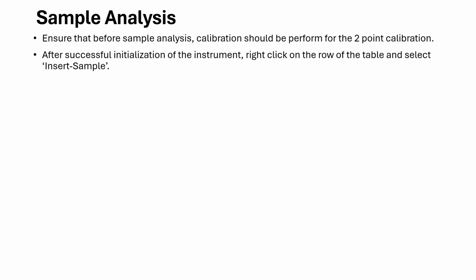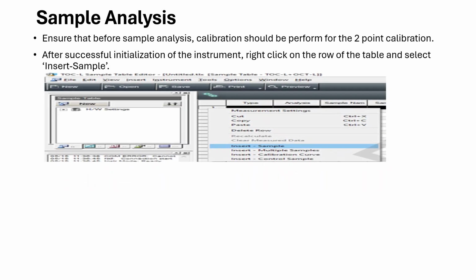So now next is the sample analysis. Here we will learn how to perform the sample analysis using the TOC-Control L software with the instrument make of Shimadzu, right? Ensure that before sample analysis, calibration should be performed, the 2-point calibration. For calibration I will make another video on how to perform the 2-point and 4-point calibration of the TOC analyzer, right? So before the analysis you have to perform the 2-point calibration, right?